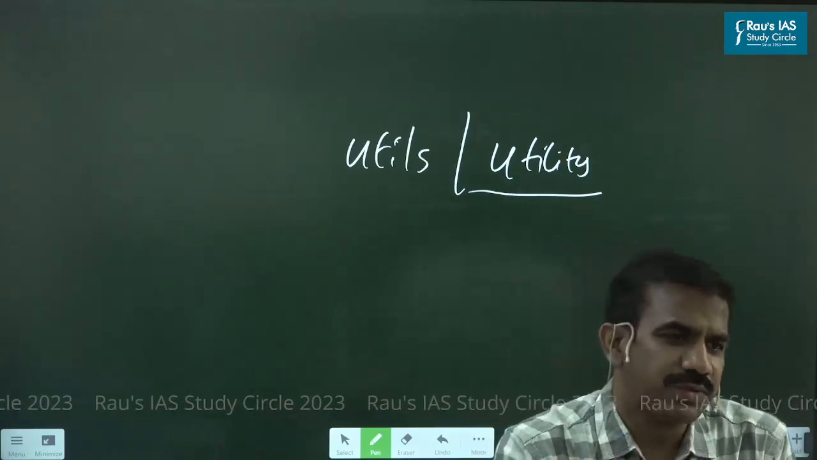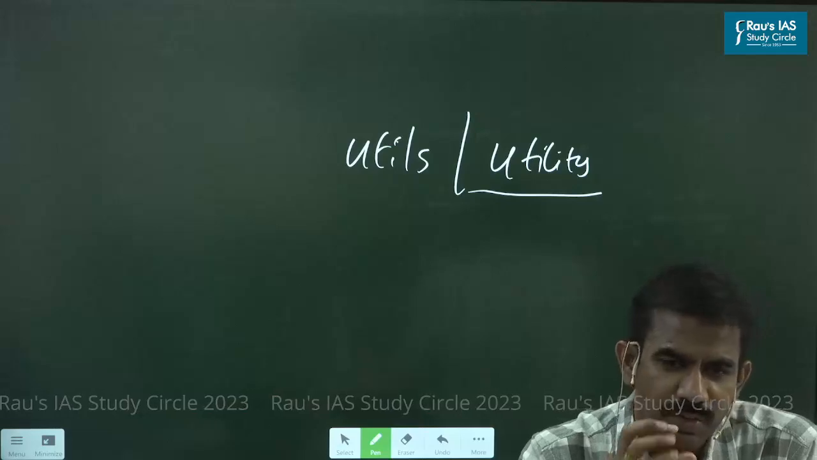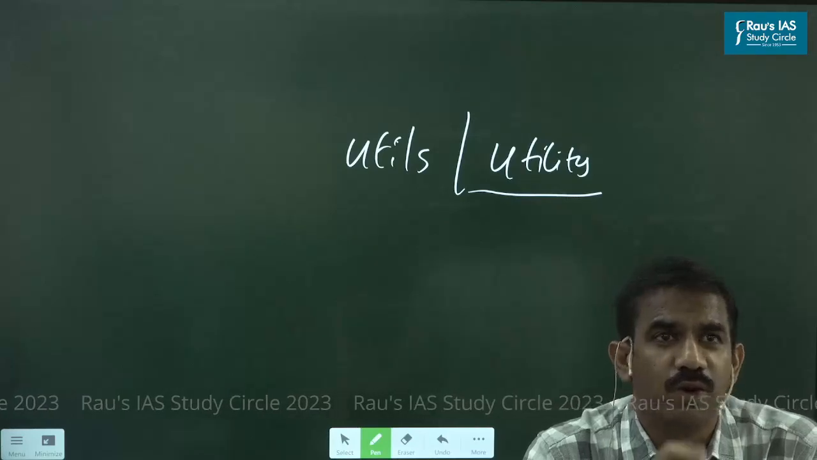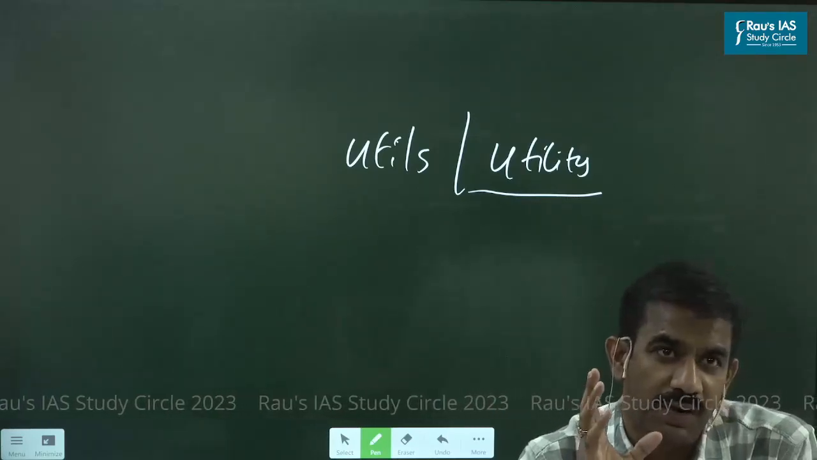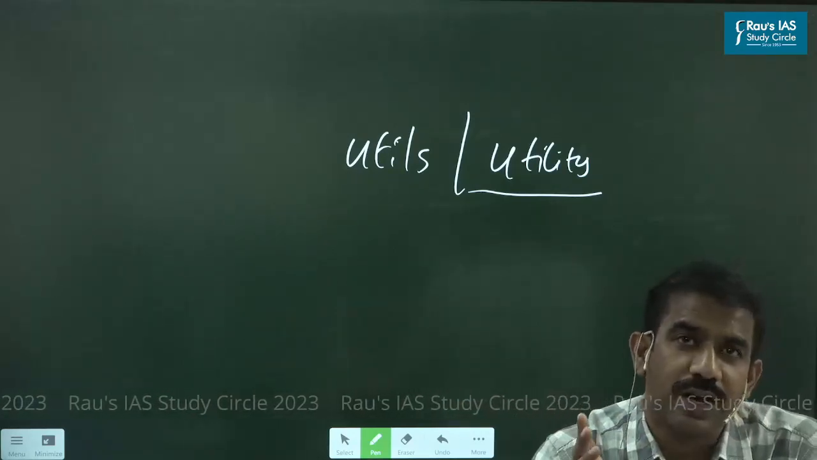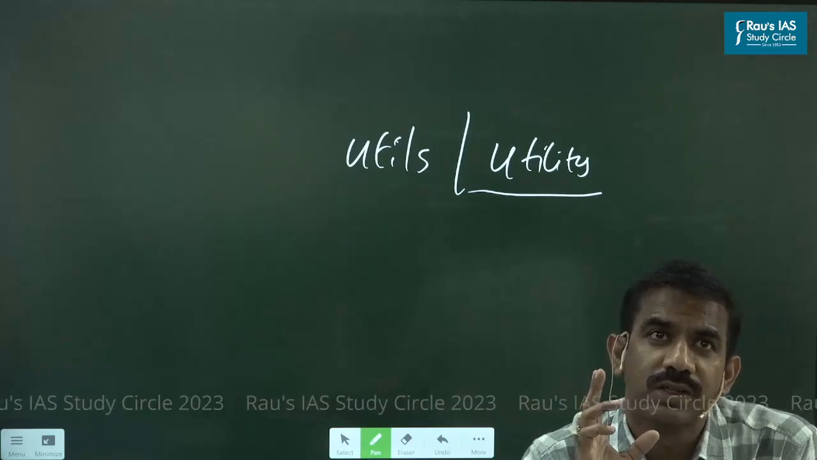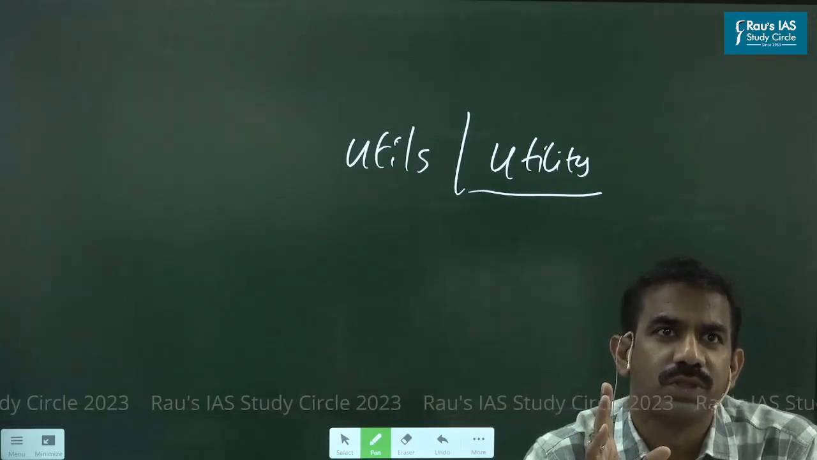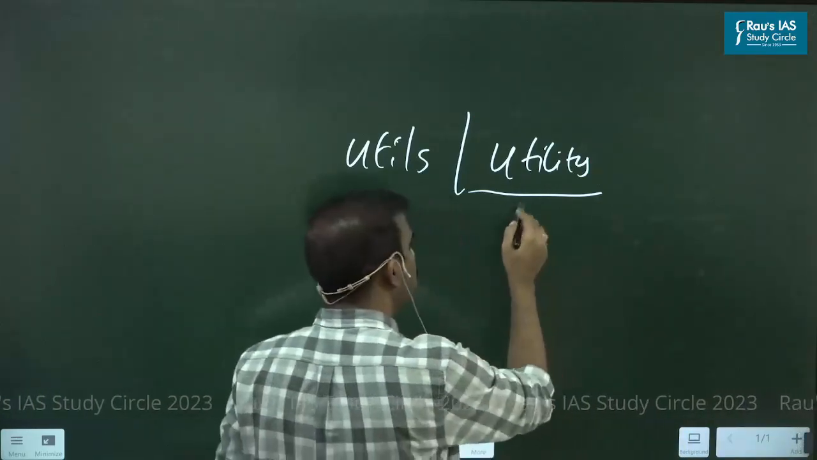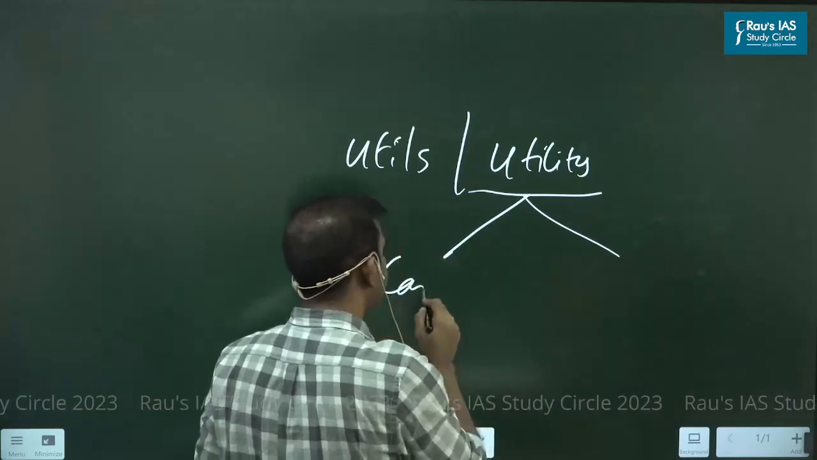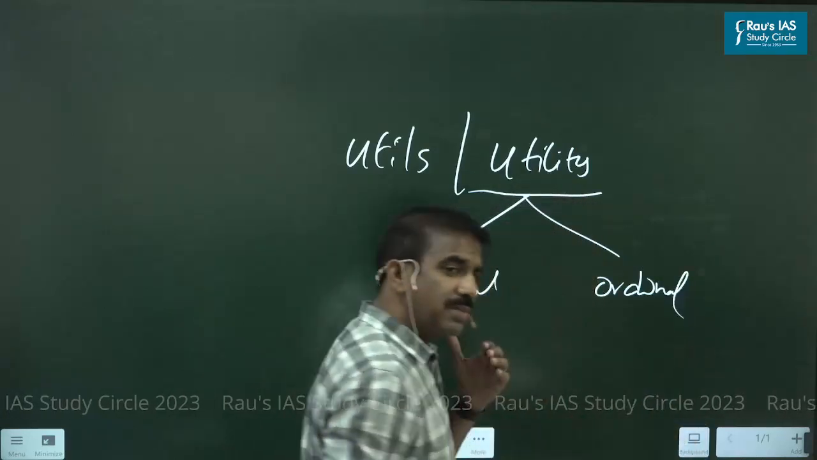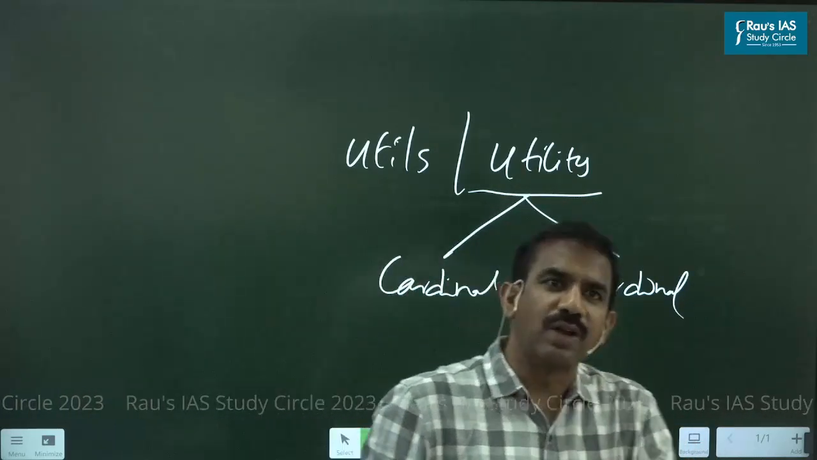Can you measure utility? Can it be quantified? No, you cannot measure. I happen to derive 100 utilities, isn't it? You cannot quantify. It's always subjective, isn't it? So that's the reason. If I ask you, is utility cardinal or ordinal? Cardinal or ordinal? So cardinal does mean something that could be expressed in numerical terms, numerical values.